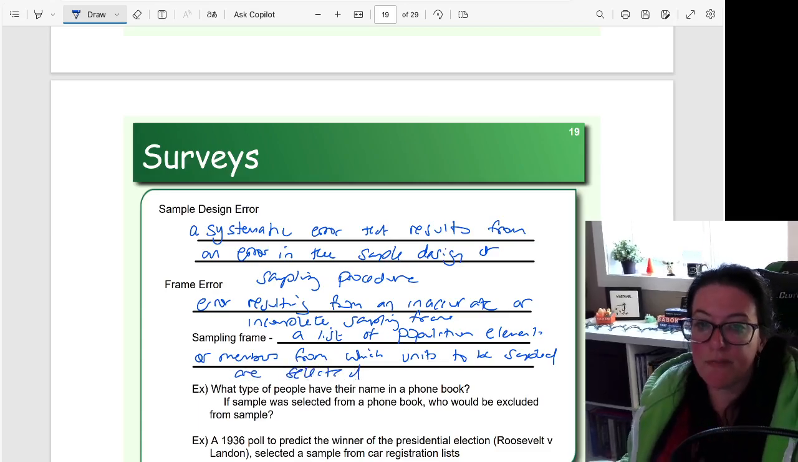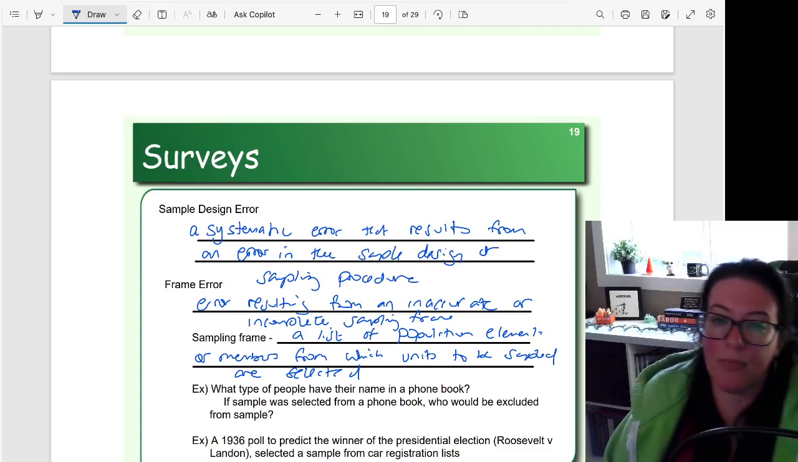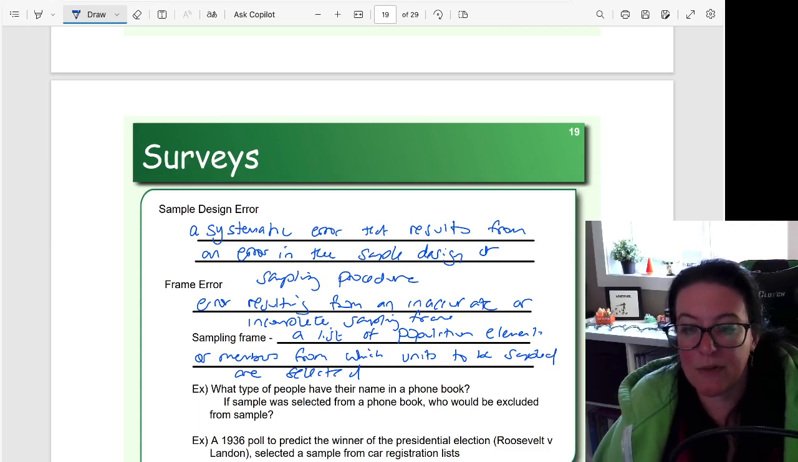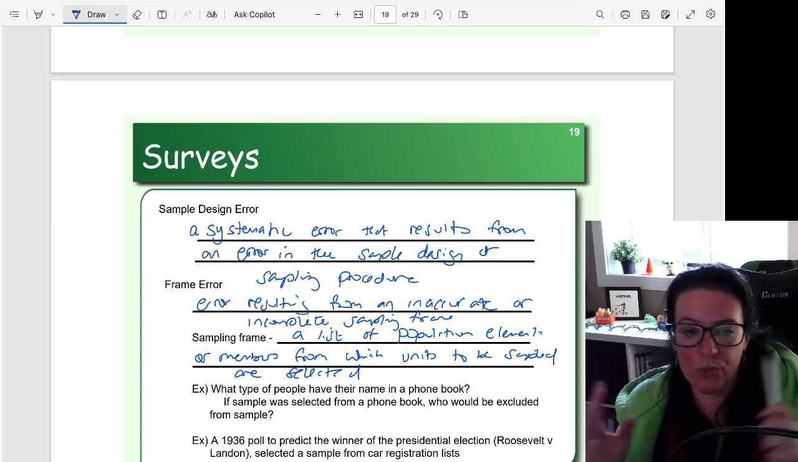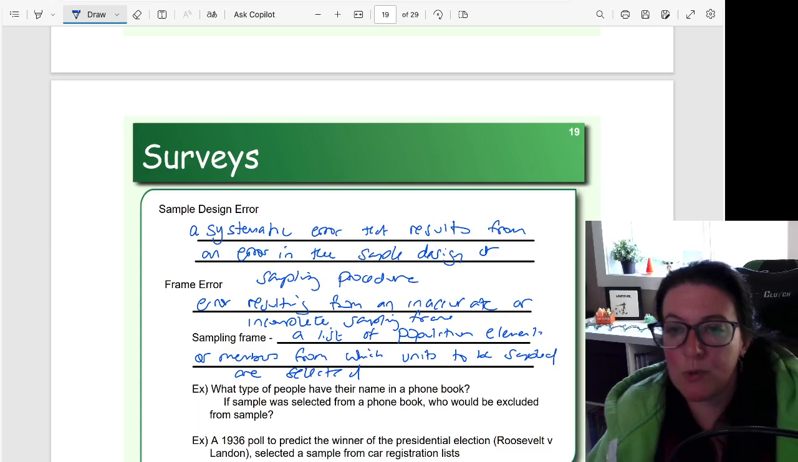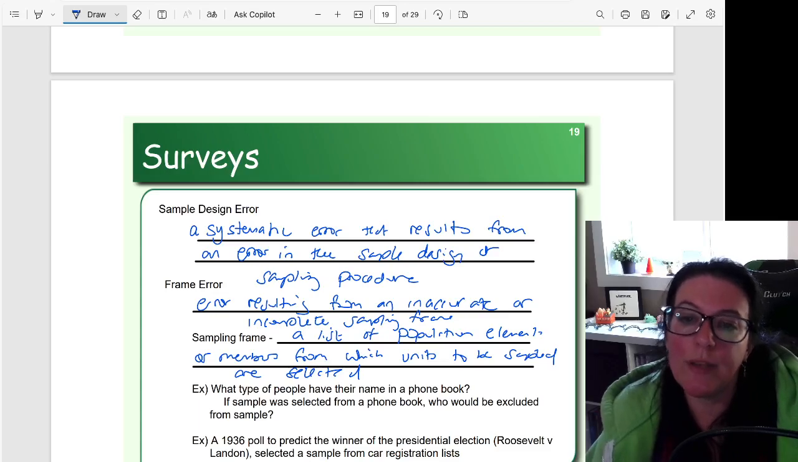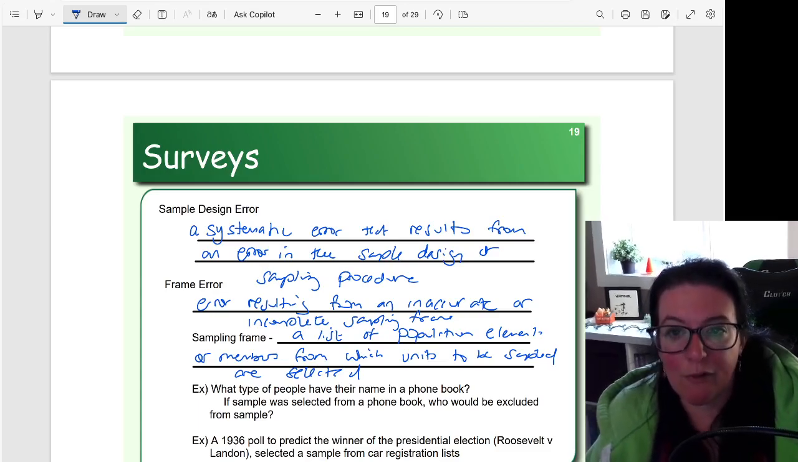Okay, so we specify who is that target population, that group we want to get this information from. And then we are looking for a list of individuals who should be making up that population from which to choose our sample from. So for example, let's suppose that we use a phone book as our sampling frame. If we pull names from a phone book, who is being excluded from the sample? Well, anyone who doesn't have a phone.